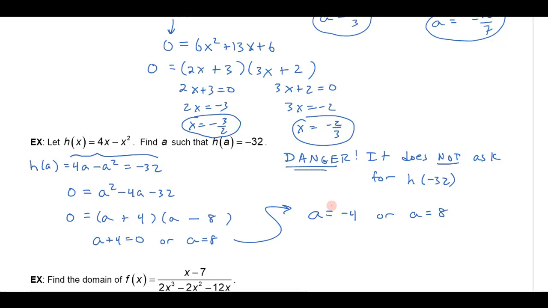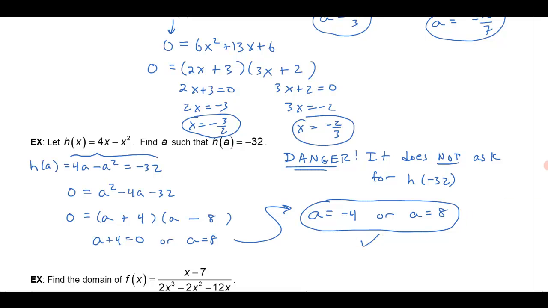Okay? So let's just check that. If I were to plug 8 in here, I would get 4 times 8 is 32, and then I'll subtract 8 squared, which is 64. Well, 32 minus 64 does give me an output of negative 32. Or if I was to plug negative 4 in, I'd get negative 16 here, and then I'd subtract 16, so negative 16 minus another 16 is also negative 32. So it really does work.